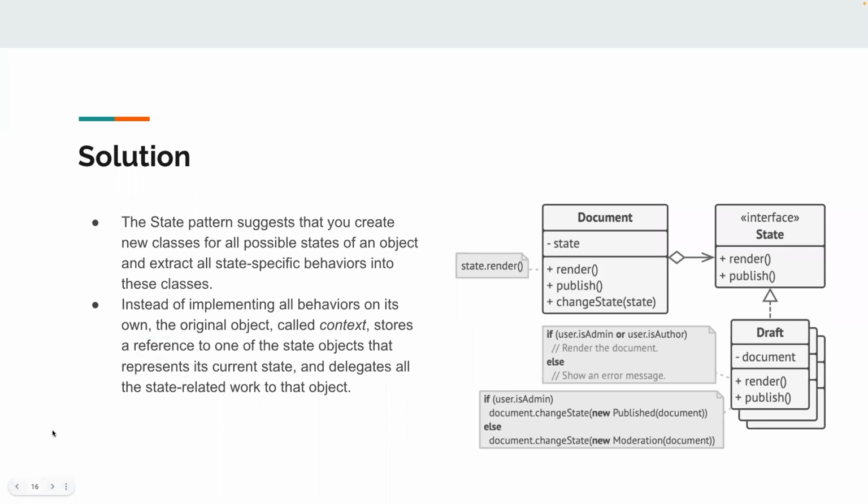Here's the solution where you can create new classes for all the possible states of an object and extract all the behaviors into these classes. So the solution for this document class is the state, which will have render and publish methods, and there will be a draft state in it, and in this way, we can change these states without using the if and else conditions. Next slide.